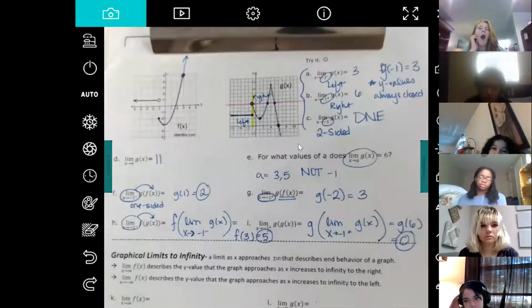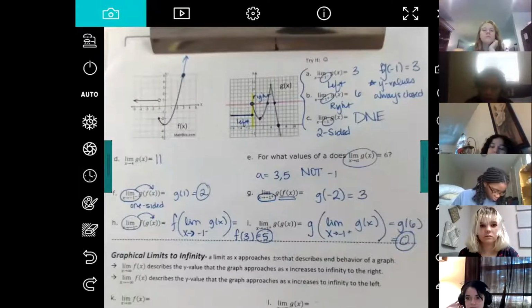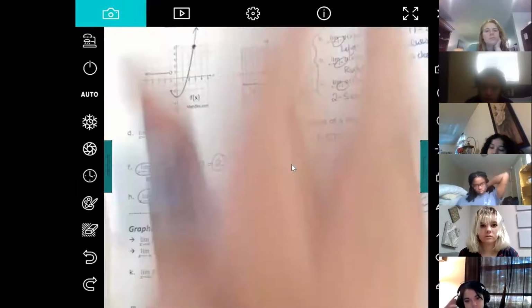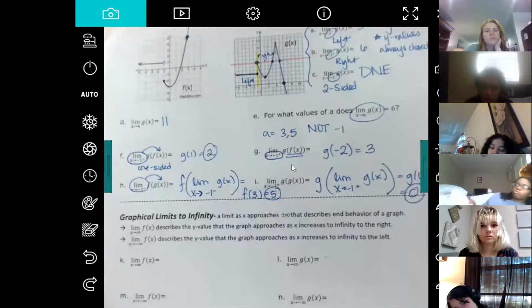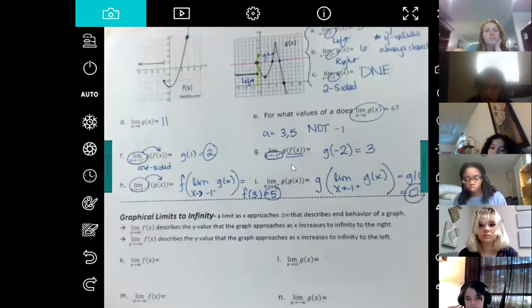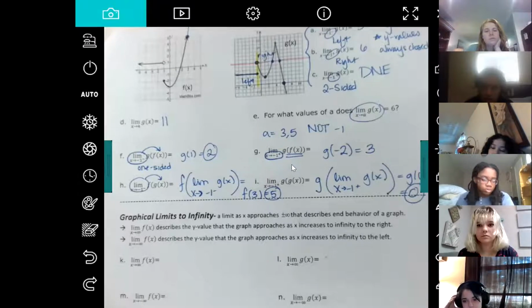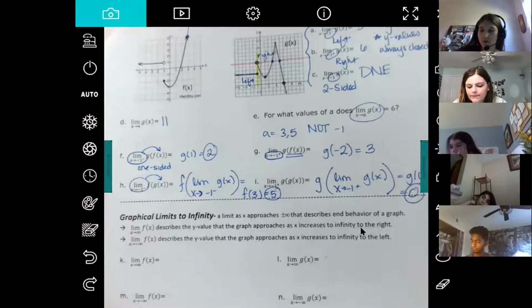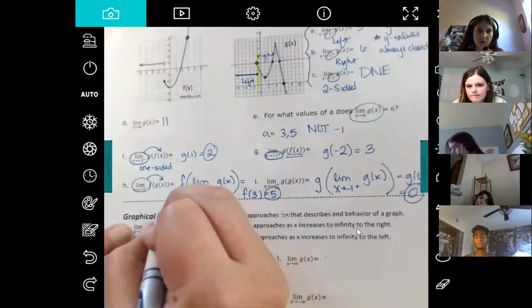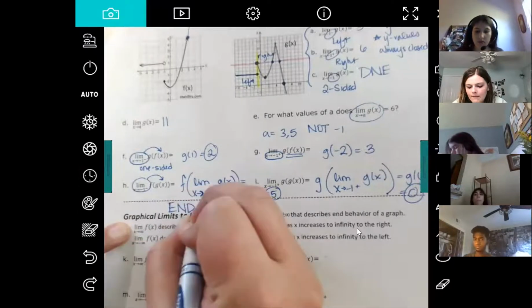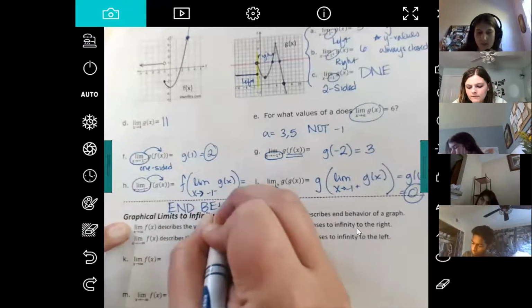Okay, so the last thing that we have to talk about using graphs are limits to infinity. Now, the good news is that you should have done this in pre-cal last year, at least a little bit. These notes are on Google Classroom. When you look at a limit to infinity, you are looking at the ends of the graph. So when you were in pre-cal, your teacher probably called this end behavior, okay? So if you want to write that at the top here, end behavior.